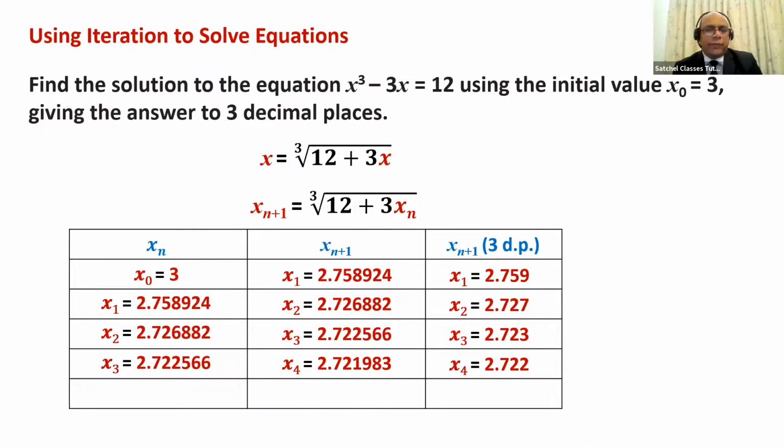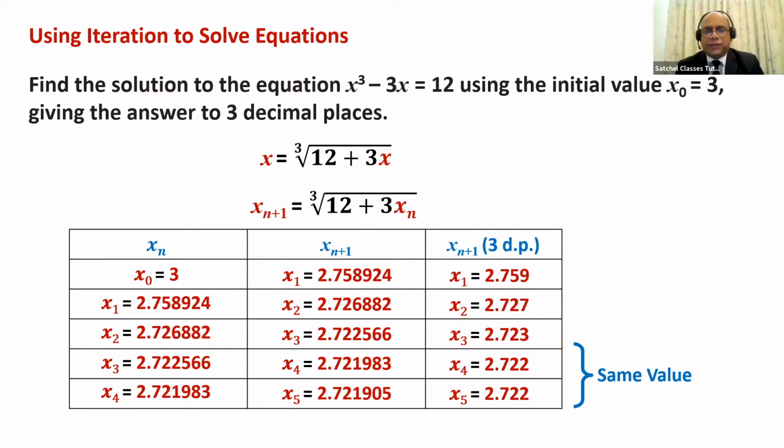So x4 now is 2.721983. If I put that in place of xn inside the cube root symbol, I'll get x5 as 2.721905, which when rounded to 3 decimal places gives you 2.722. And as you can see now, these last two values that we obtained were the same, which means if I keep substituting this value, the output will be the same, 2.722, which means you're not improving the answer any further. This is the best possible answer that you can get. And hence, the value of x which satisfies that higher order inequality is x equals 2.722.